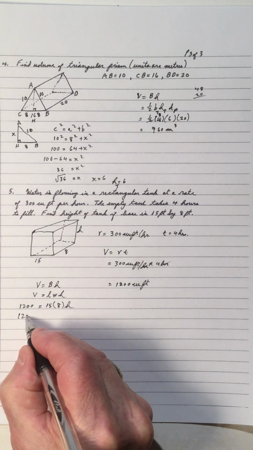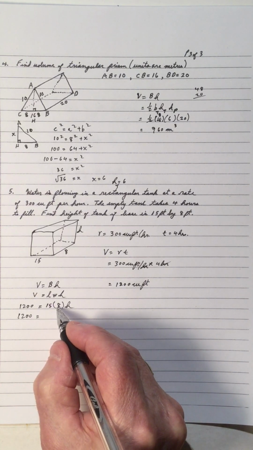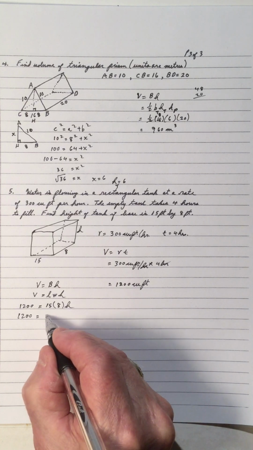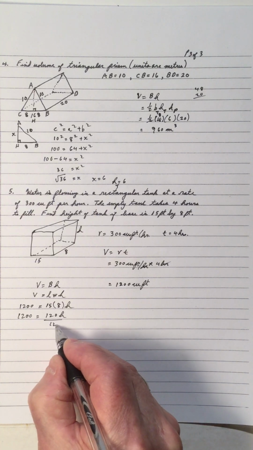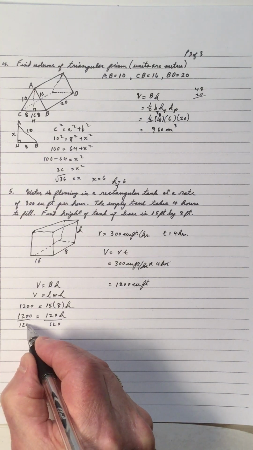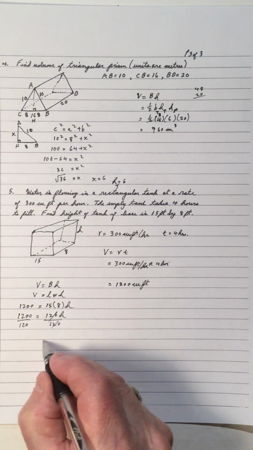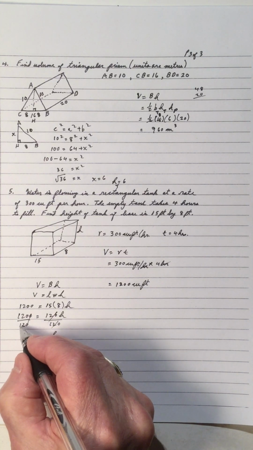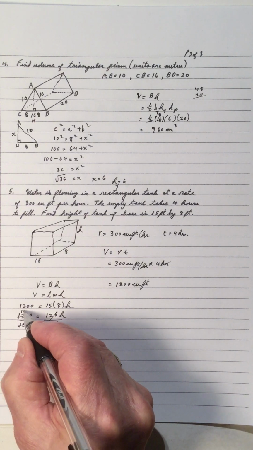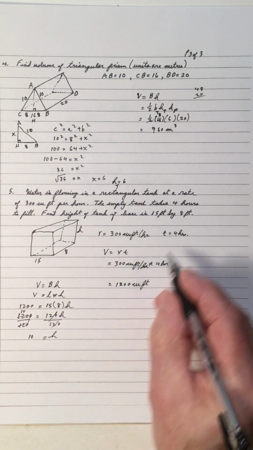So that's 1200. 15 times 8 is 120. And it is divided by 120 on each side. That cancels to give me height. And 1200 divided by 120, 12 into 120 goes 10. So it's 10 and it's feet.